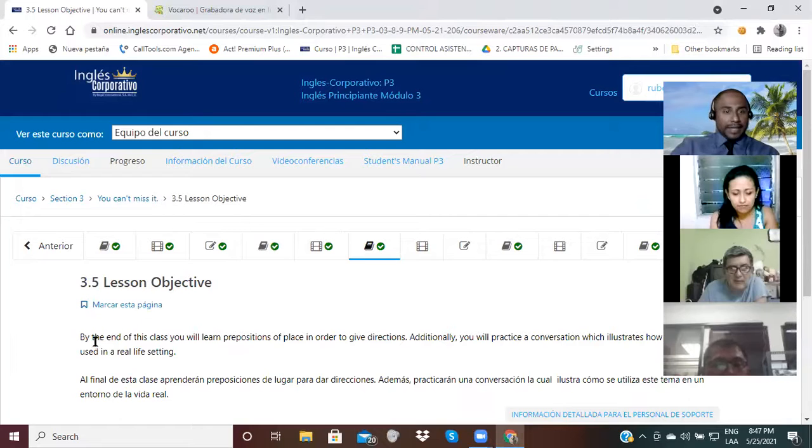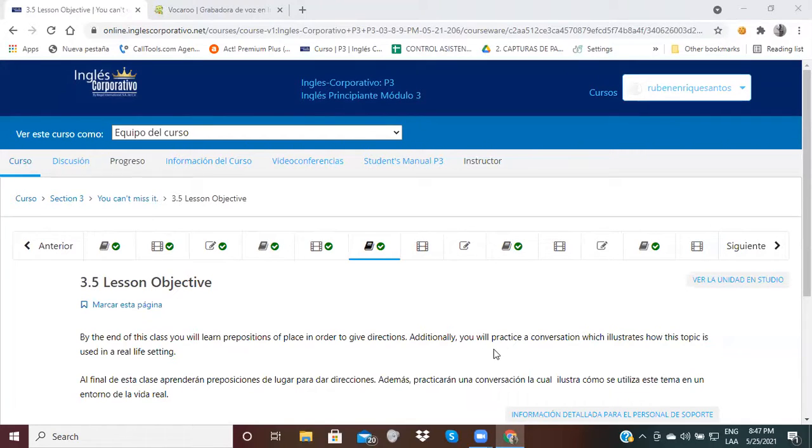By the end of this class, you will learn prepositions of place in order to give directions. Additionally, you will practice a conversation which illustrates how this topic is used in a real-life setting.